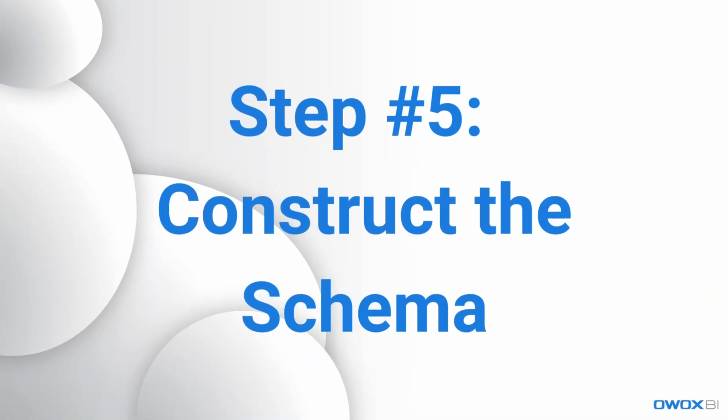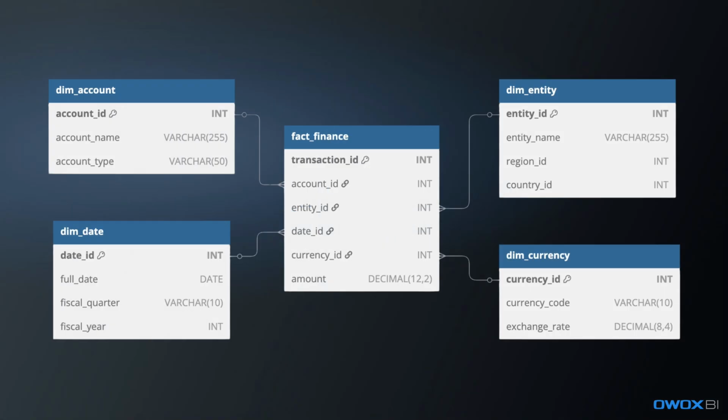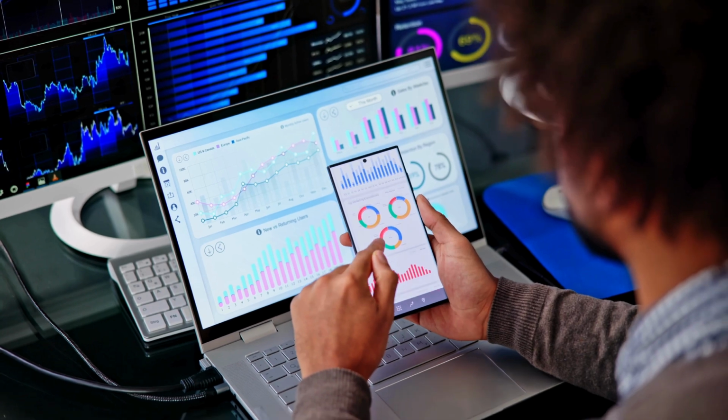In the final step, you will build your schema by arranging your fact and dimension tables in a structure that makes sense for your reporting needs. You decide whether a star schema, snowflake schema, or fact constellation schema is the best fit for your data. Keep the design as simple as possible while still meeting your analytical needs.